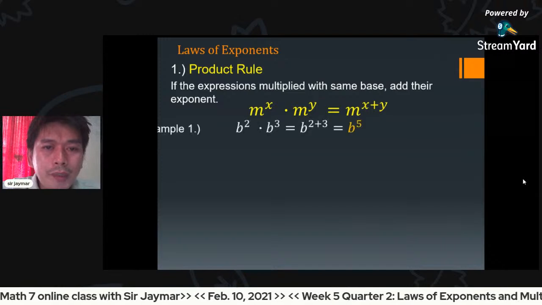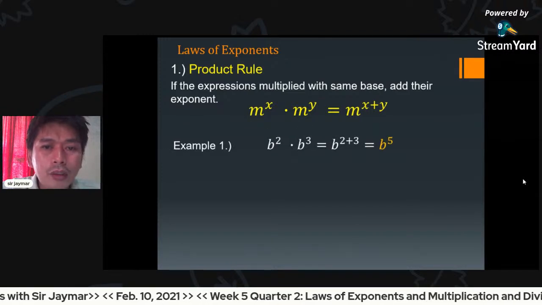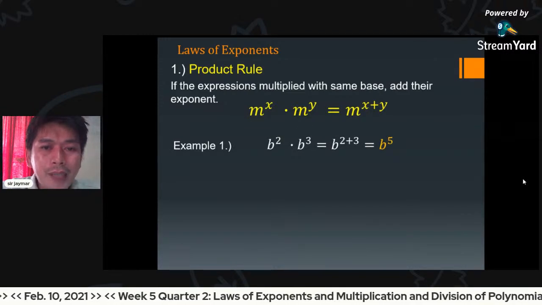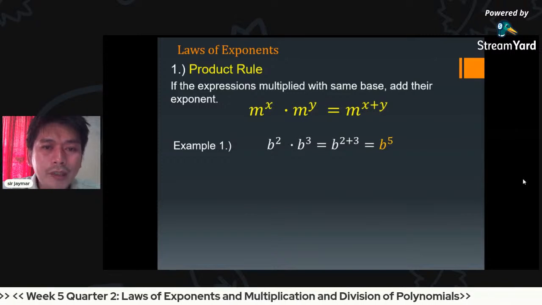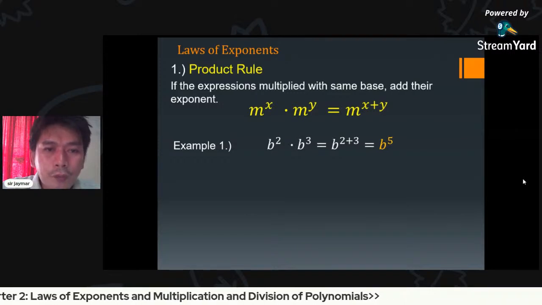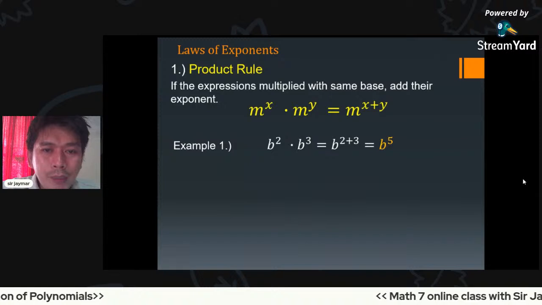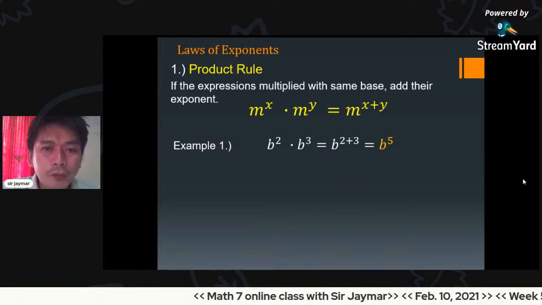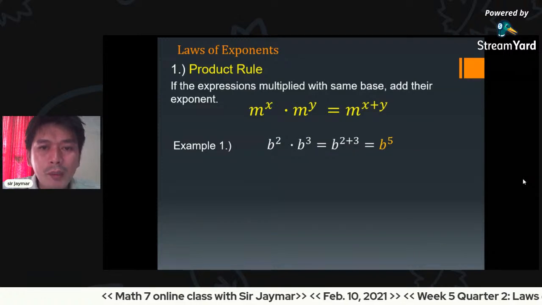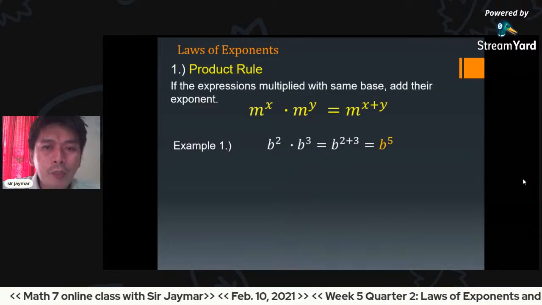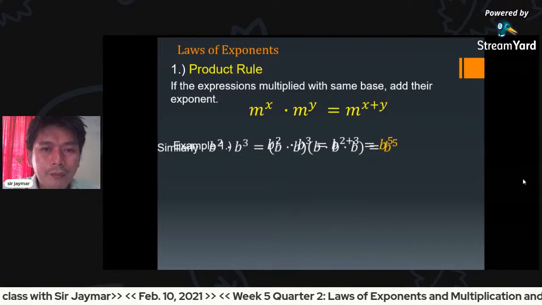So this will be the multiplication or product rule: copy the base m, and add the exponents, that is x plus y. From example 1, b squared multiplied by b cubed, the base will be b, and then you add the exponent 2 and the exponent 3. That is 2 plus 3, which becomes 5. So b raised to 5.